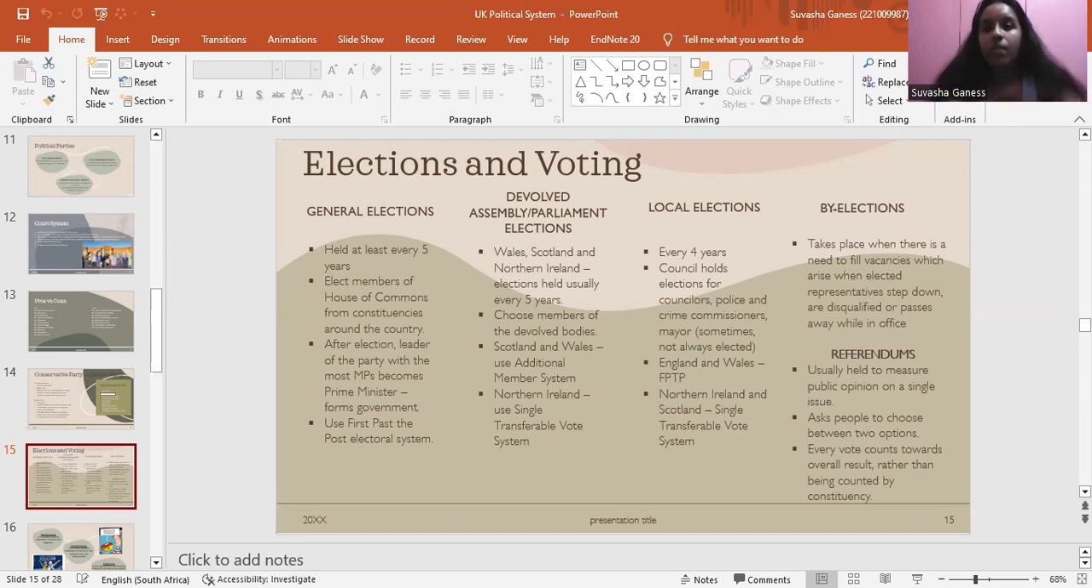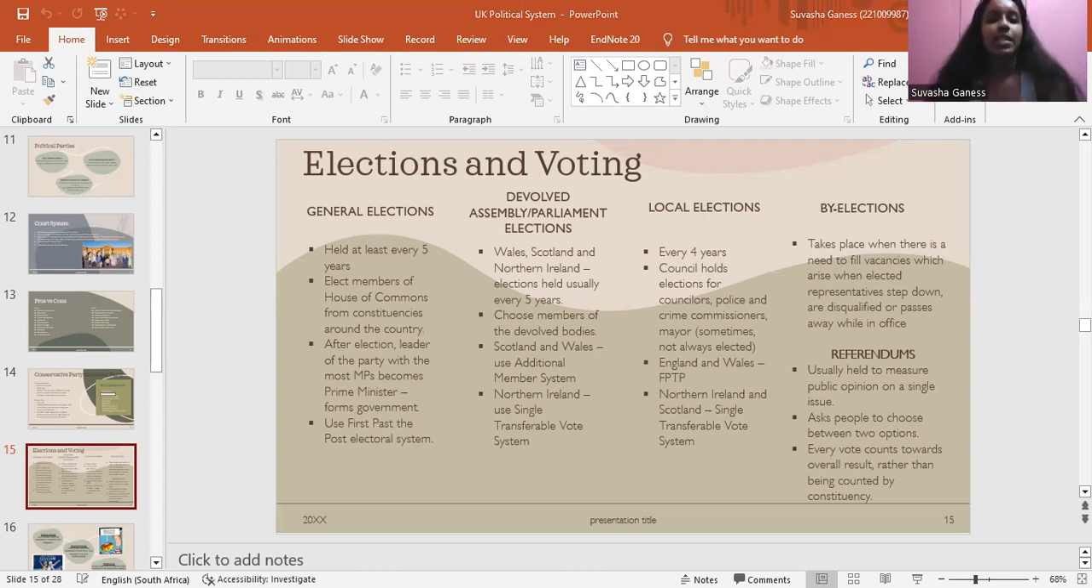Then you have by-elections, and by-elections take place when there is a need to fill vacancies which arise when elected representatives step down, are disqualified or pass away while in office. Lastly, we're looking at referendums. Referendums are usually held to measure public opinion on a single issue, and they ask people to choose between 2 options, such as in the instance of Brexit, where they had a referendum and asked people to choose whether they want to remain in the European Union or leave the European Union. And every vote counts towards the overall result rather than being counted by the constituency.